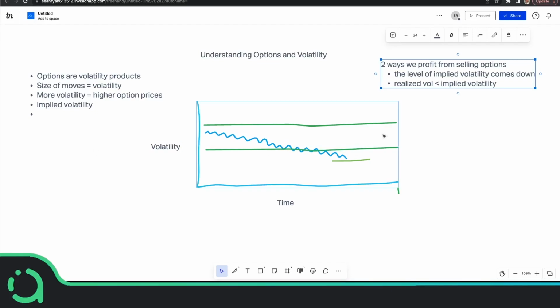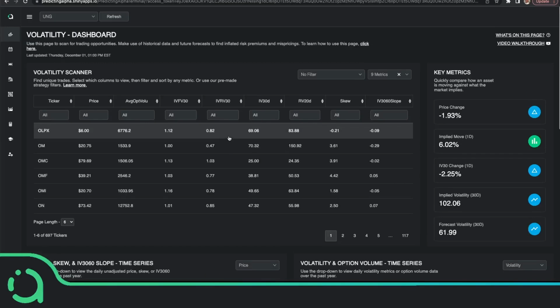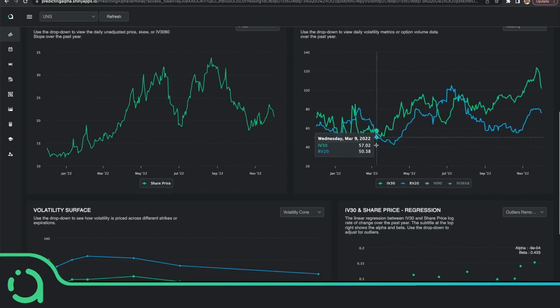So this points us to another question, right? If we can take either side of this trade, is there a benefit to being on one side or the other? Does realized volatility usually overstate or understate implied volatility? Well, to answer that, let's take a look at a graph here. We're going to look at UNG. What we have here is the green line is implied volatility and the blue line is realized volatility.